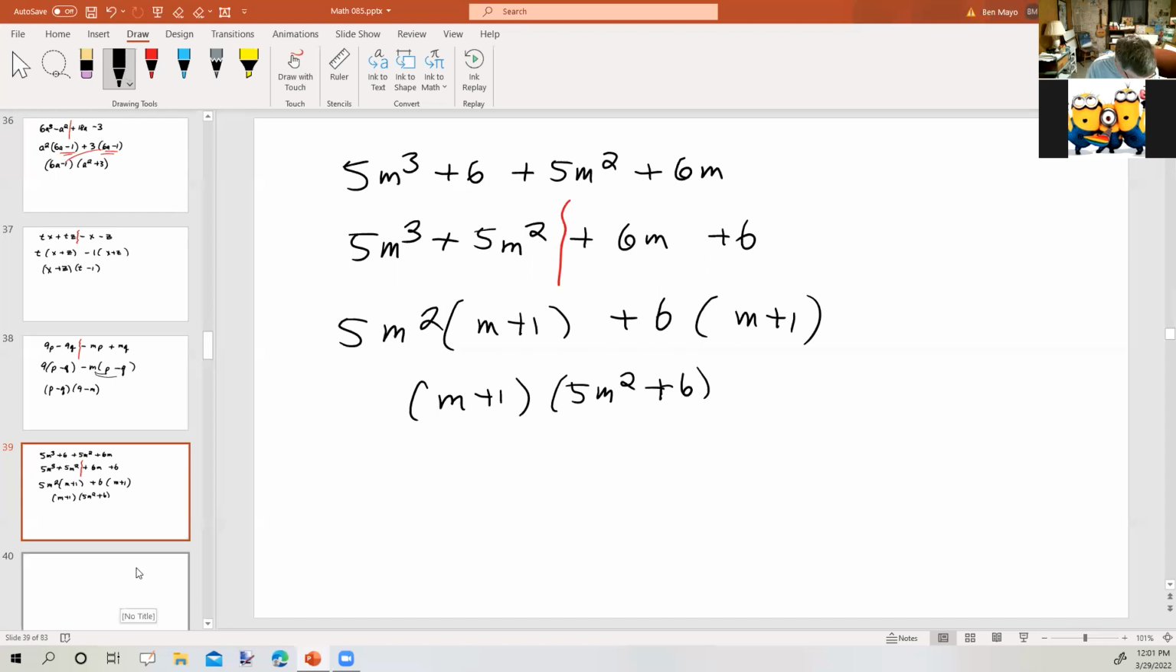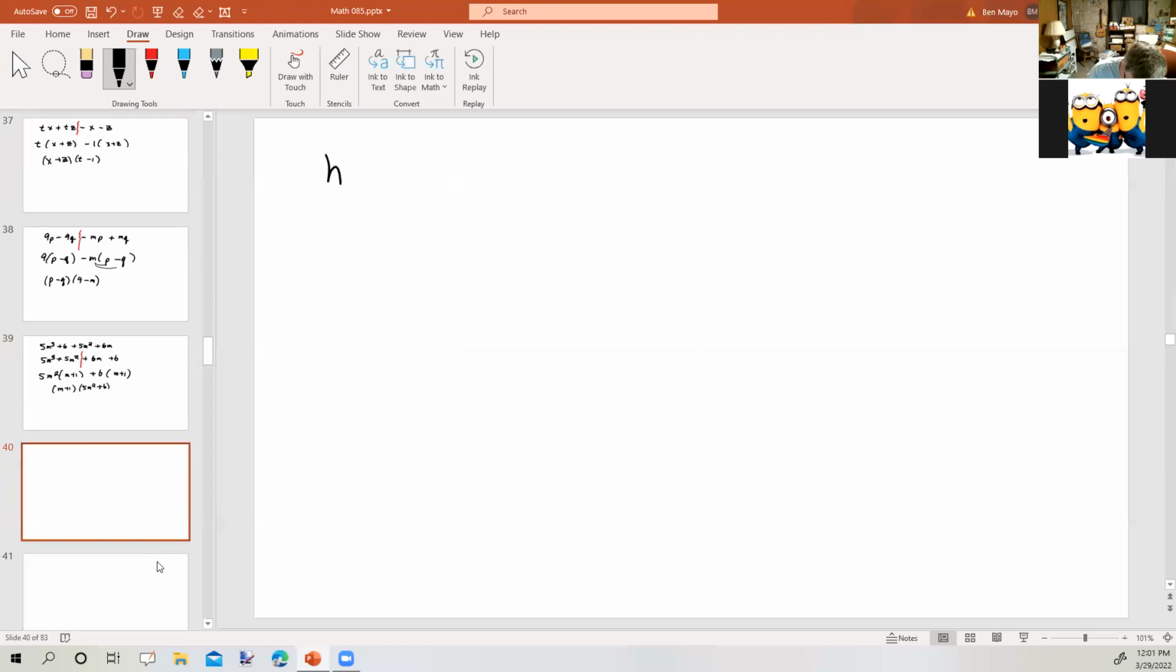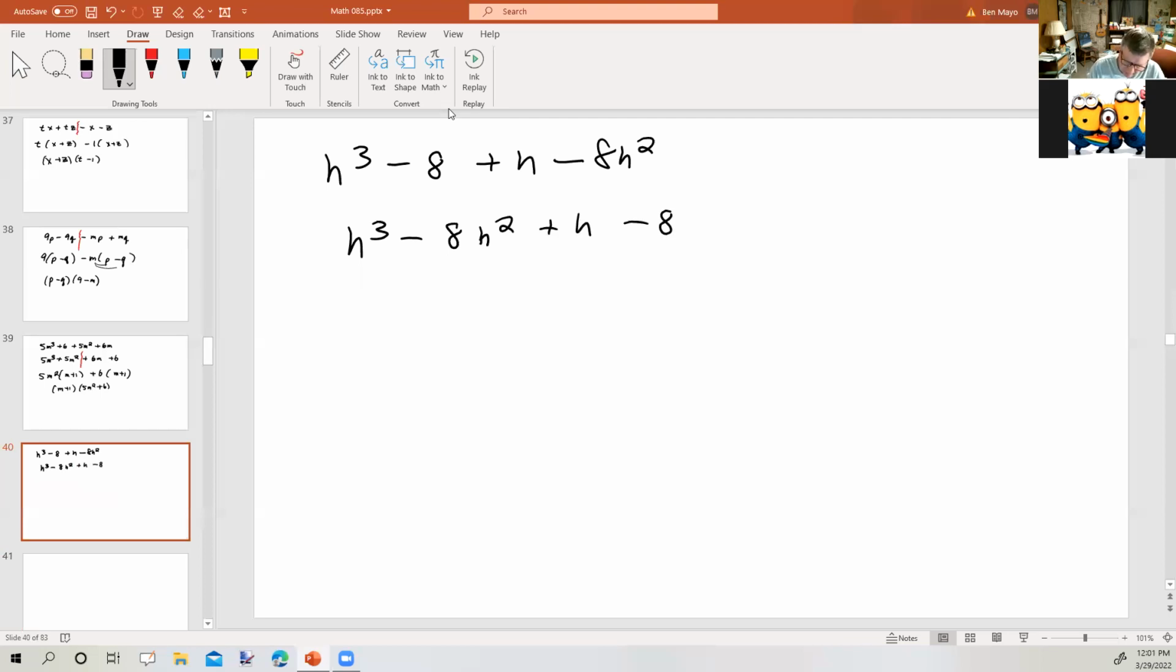Let's see here. This is h cubed minus 8 plus h minus 8h squared. So the first thing I'm going to do is put this in descending powers in terms of the variable h. There's no greatest common factor other than a 1, so I'll break it apart into two sets of two terms. The greatest common factor of the first two terms is h squared, so I have an h minus 8 left over. So over here, I'm going to want an h minus 8 left over.